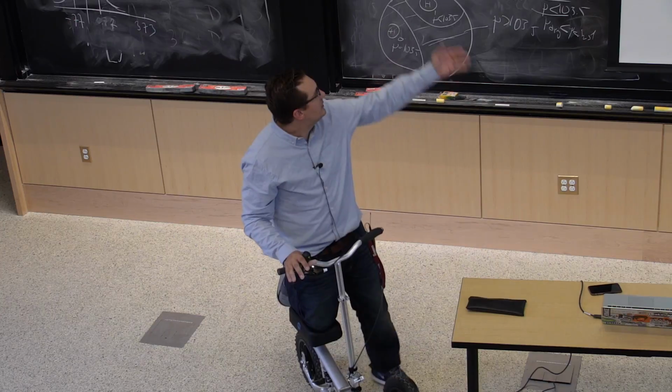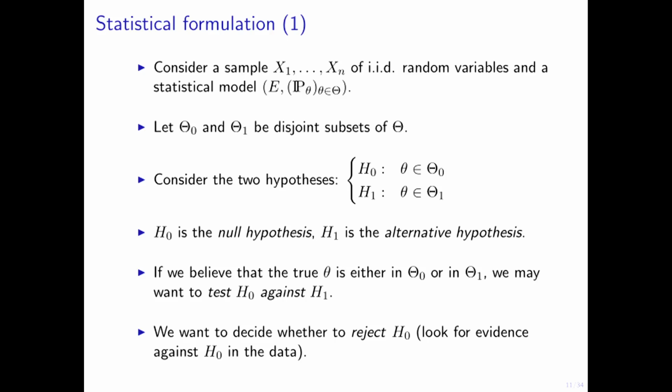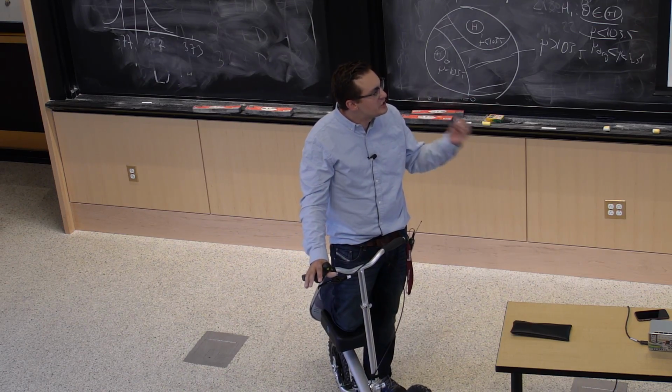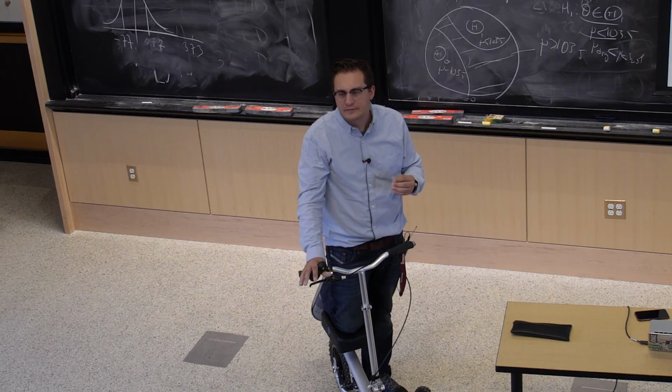But typically, H1 is a big group, like less than. Nobody tells you it's either 103.5 or 103. People tell you it's either 103.5 or less than 103.5. Okay? And so what we want to do is to decide whether we reject H0. So we look for evidence against H0 in the data. Okay?